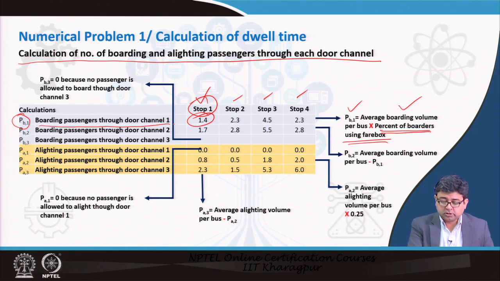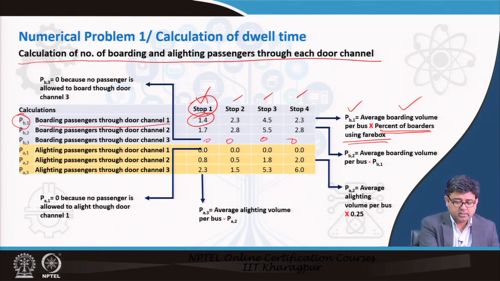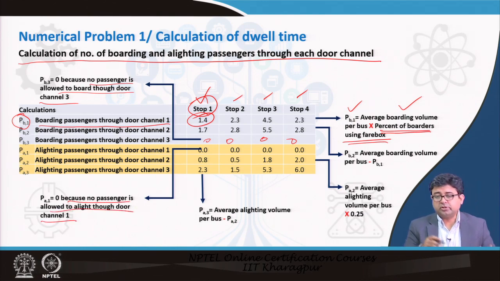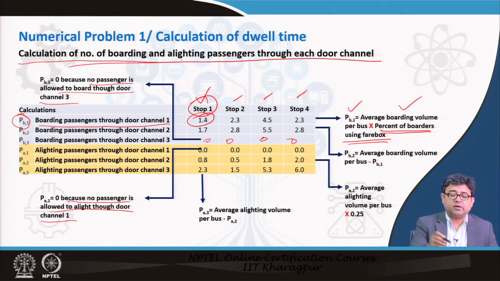So, you do all those for every other stop. You will see some of the stops have 0 values or no values, that is because no passenger is allowed to board through door channel 3, or no passenger is allowed to alight through door channel 1. So, there may be some restrictions. If there is nobody allowed to board or alight through one of those door channels, then in the calculation of the number of people boarding and alighting, that value will be 0.